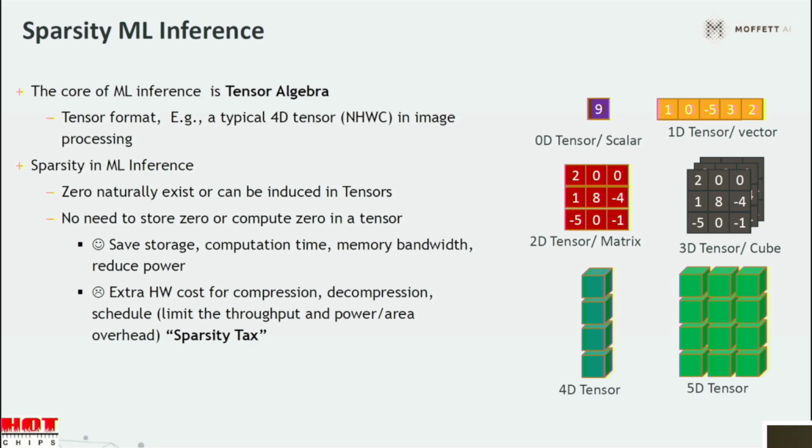To support sparsity, there is extra hardware for compression, decompression, scheduling, and also the computation overhead. So this makes sparsity support very hard. Everybody is talking about sparsity, but not all AI accelerators actually have sparsity support that can speed up the applications or models in overall clock time.